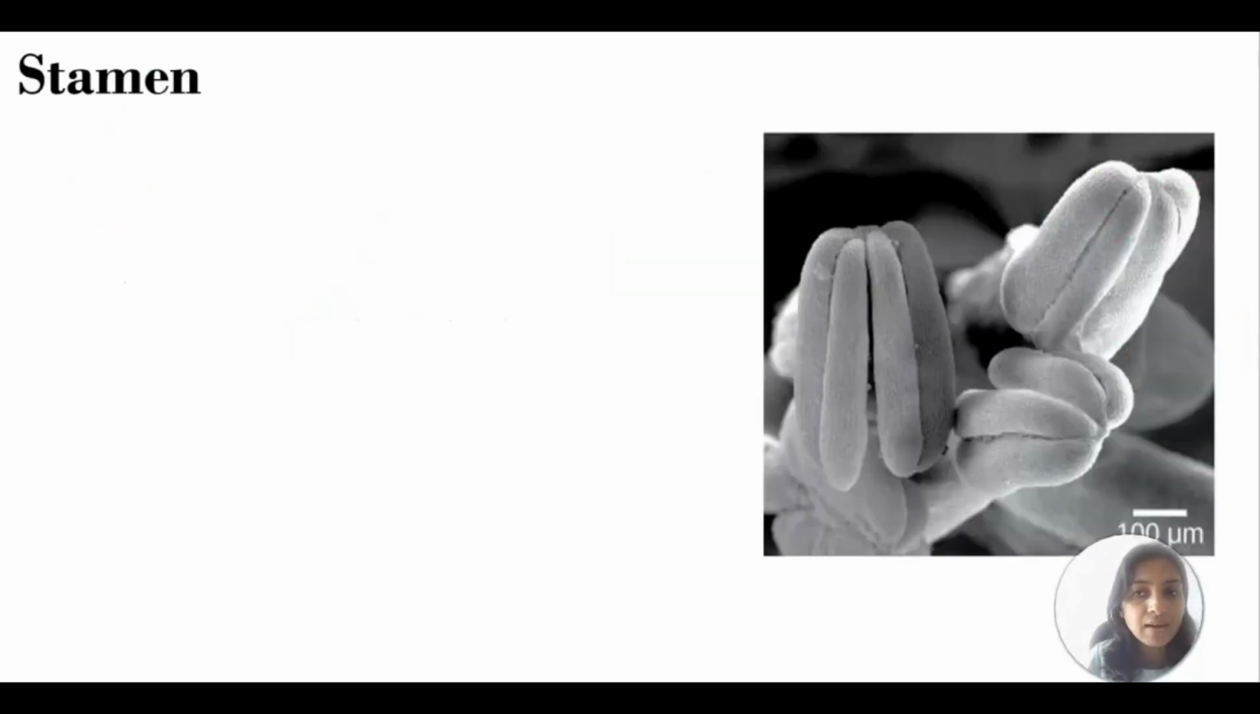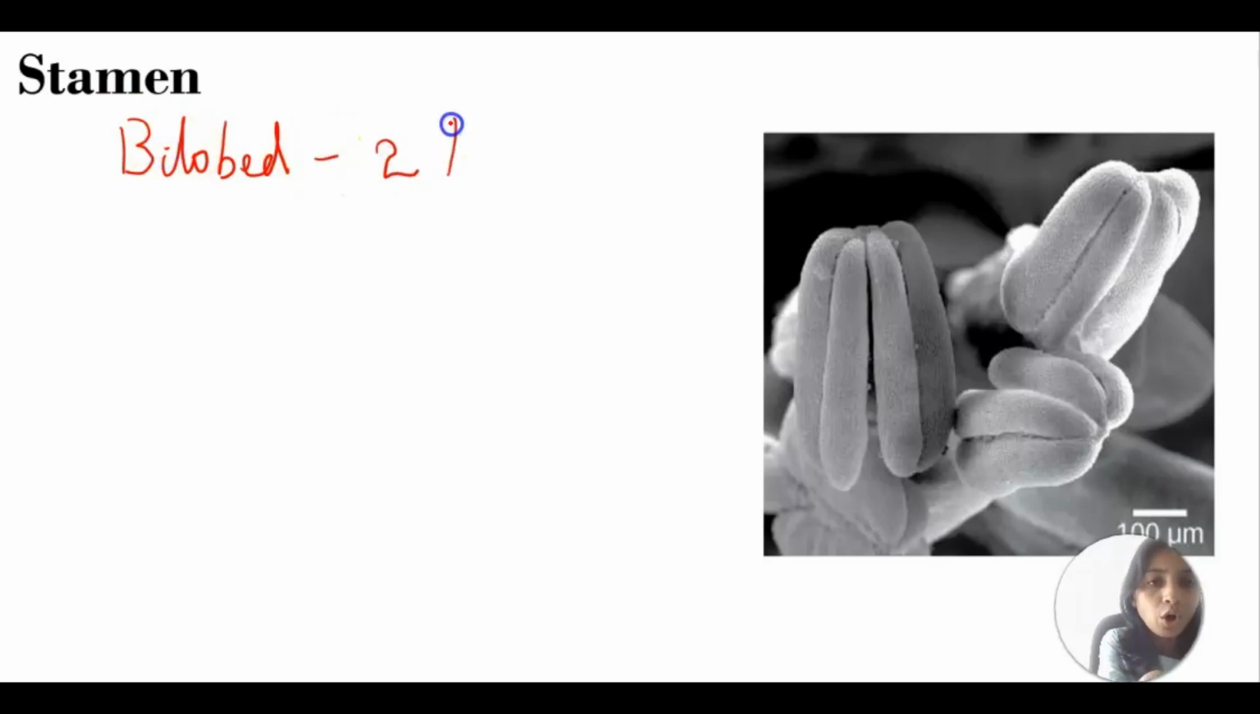A stamen has a structure called anther. This is the site of formation of pollen grains. Anthers are bilobed, that means they have two lobes. The two lobes are attached together through connective tissue in the center.